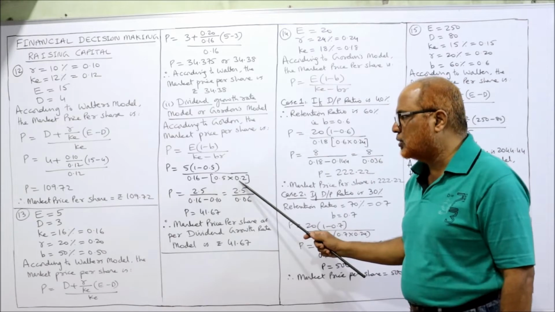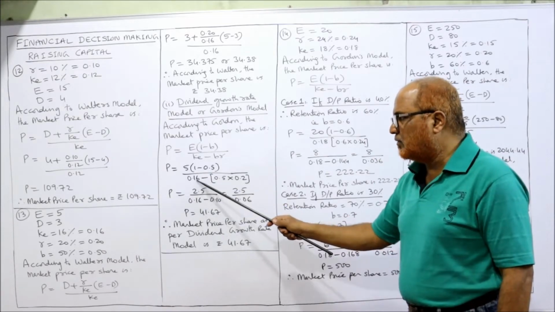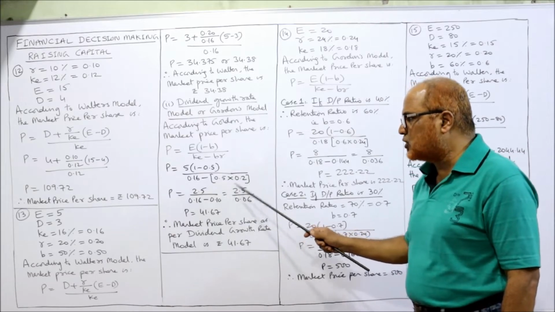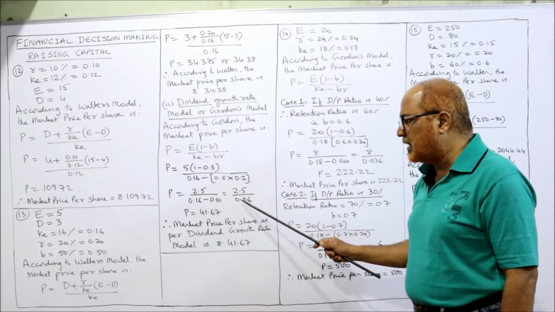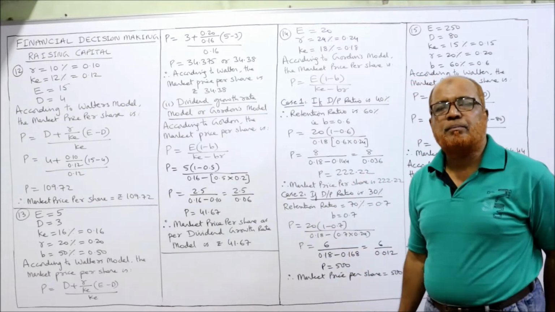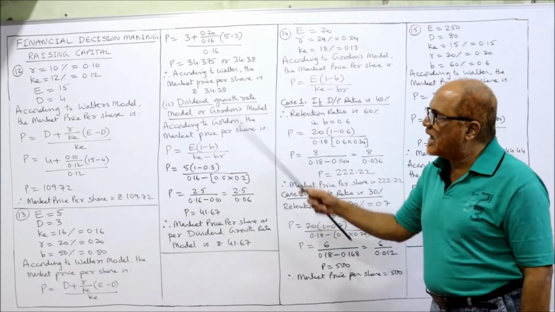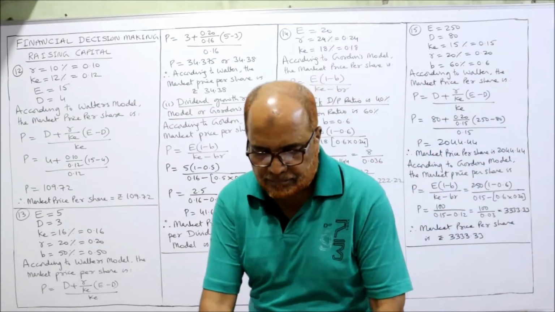So 1 minus 0.5 into 5, you will get 2.5. 0.16 minus 0.5 into 0.2, that is 0.1, so the denominator is 0.06. So 2.5 divided by 0.06 gives 41.67. That is the market price per share according to the dividend growth model. That's it. This is the end of problem number 13.